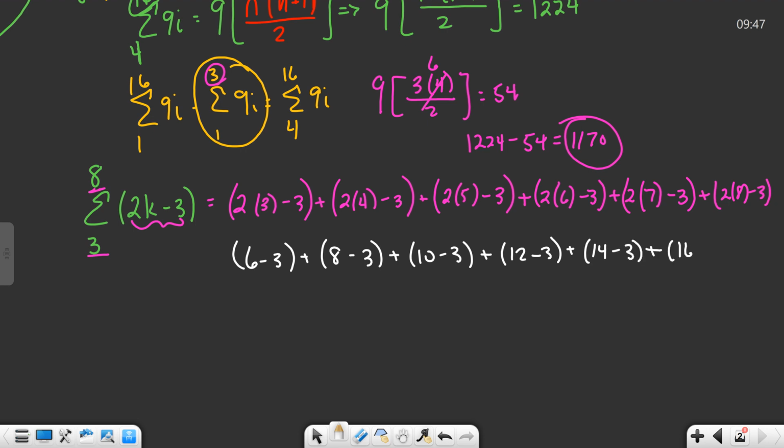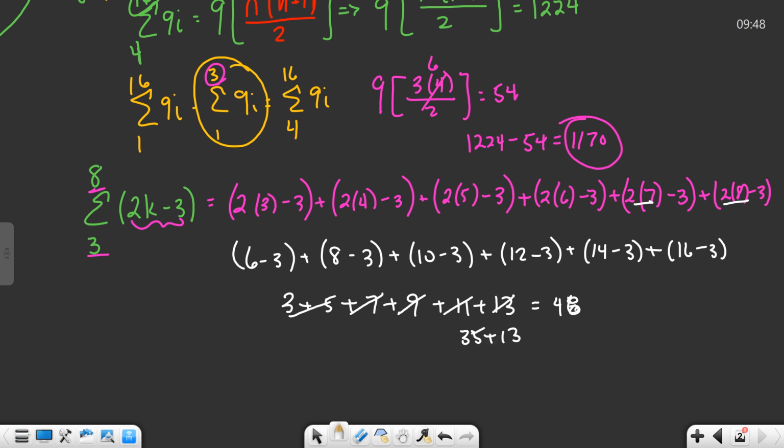All I'm doing right here is simplifying these values, so 16 minus 3, and 14 minus 3, and so forth. So we get 3 plus 5 plus 7 plus 9 plus 11 plus 13. So it's 8, 15, 24, 35. 35 and 13 is 48. I always have to double check my addition, so 48 there.